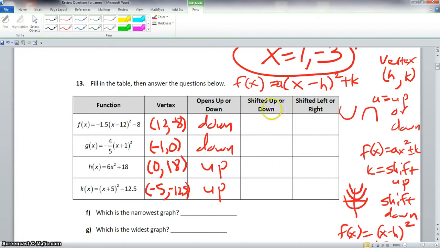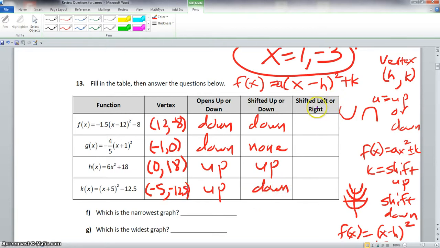Now we have to shift it up or down. Remember, our k determines if it shifts up or down. So we could look here at our y values. This y value is negative, so it's down. This y value is 0, so it's none. This y value is positive 18, so it's up. This y value is negative, so it's down.